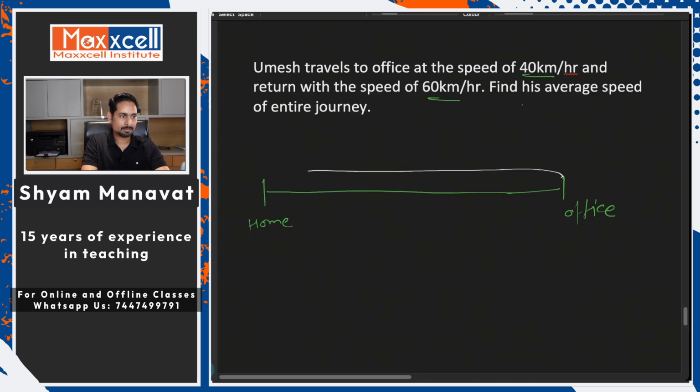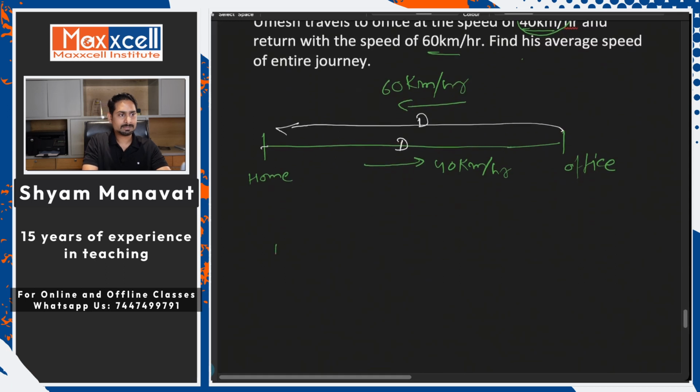Now tell me one thing, when he is returning back, assuming the same route, then distance traveled should be same. If while going distance is d, then while coming back also distance is d. So distance is same with different speeds. While going, the speed is 40 kilometers per hour. While coming back, it is 60 kilometers per hour. The question said find the average speed.